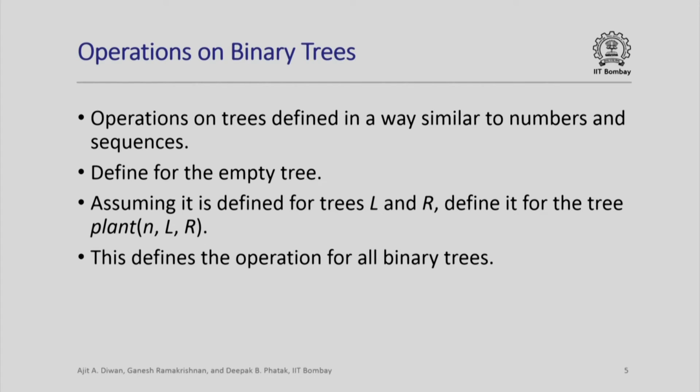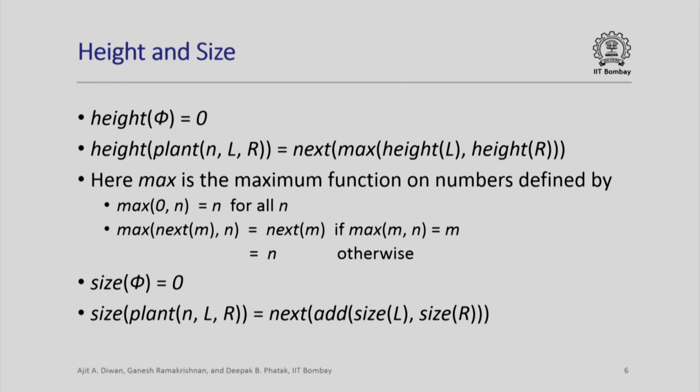So, operations on binary trees are defined in a way very similar to what we did for numbers and sequences. We define the operation for the empty tree, which is the base case, and assuming it is defined for trees L and R, define it for the tree obtained by planting L and R at a node N, and this will define the operation for all binary trees, because every binary tree can be obtained using the plant operation. Let us look at some examples.